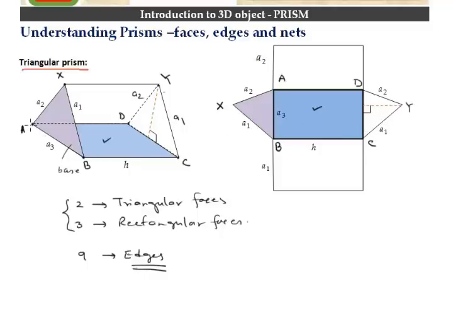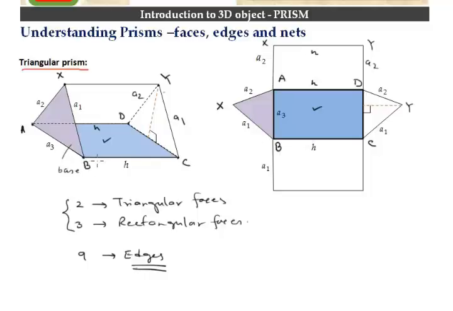Similarly, with A to D, N, X and Y, A2 and A2. So this is X and this is Y. A to X and D to Y make a rectangular face where this side is H, this side is H, this side is H, and this is A2, this is also A2. So this is one rectangular face.